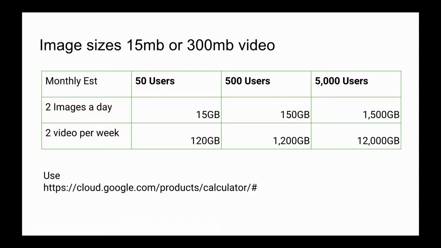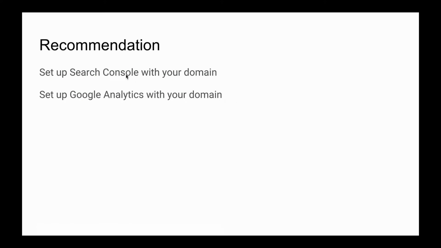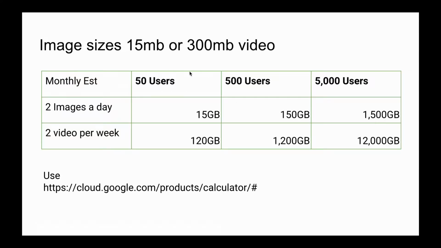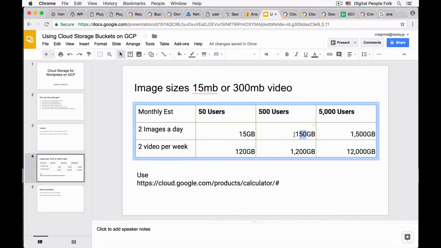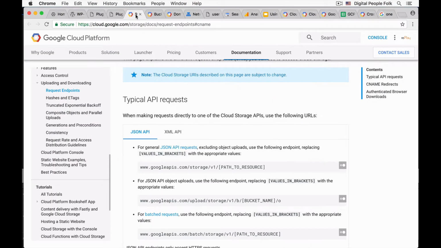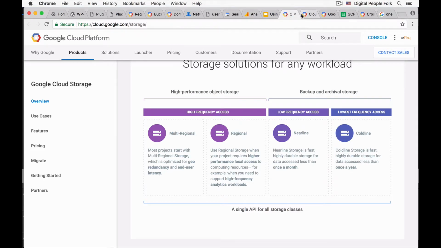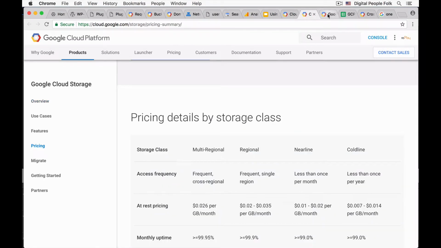Average of 2 images a day by users, whether it's 50, 500, or 5,000. What you can do is look at what's going to be your cost by month. So, for example, let's say that it's 150 gigabytes. There is a calculator that you can go and look at for the cost of your storage.